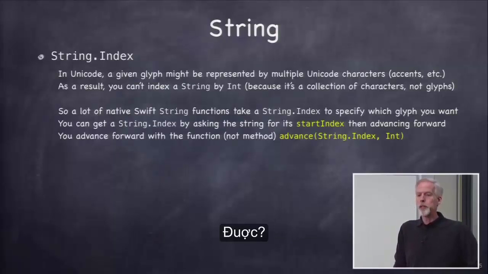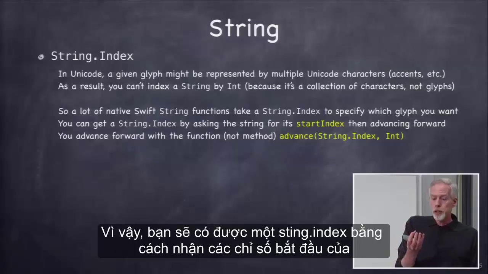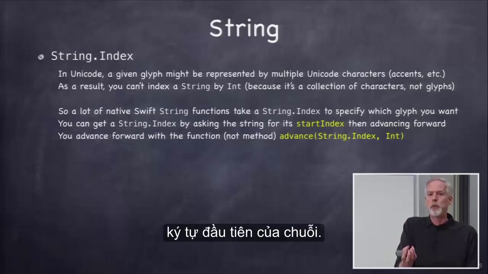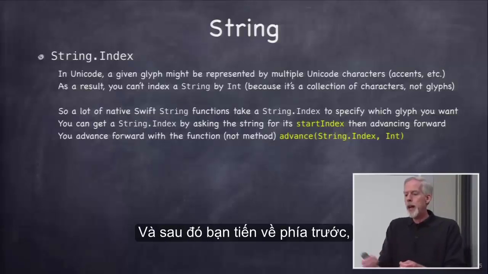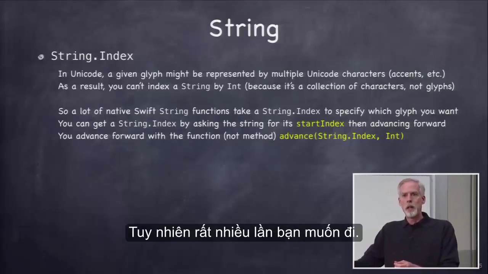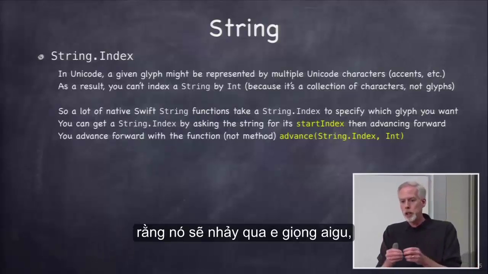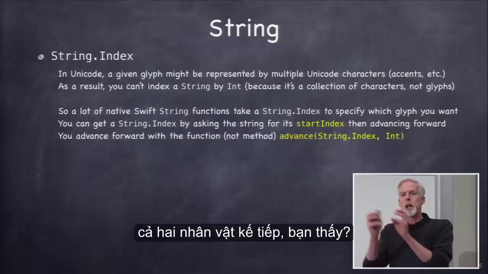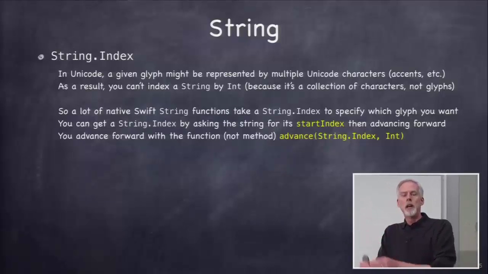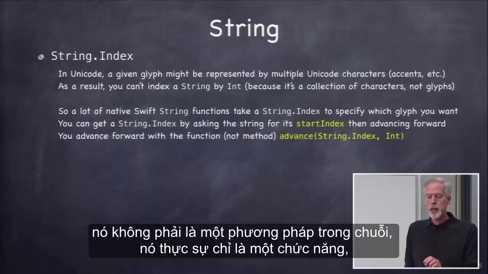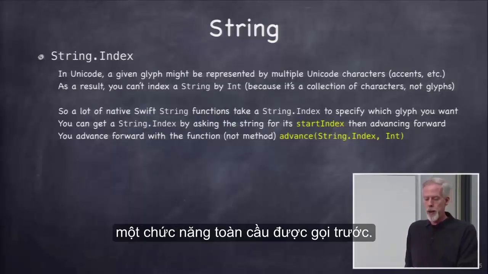Okay, so you get a String.Index by getting the start index of the string. That gives you a String.Index that points to the first character of the string. And then you advance it forward however many times you want to go. So in other words, you have to look through the characters so that it'll jump over E accent aigu, both characters, to the next one, you see? So you do that with this function. It's not a method in string. It's actually just a global function called advance.